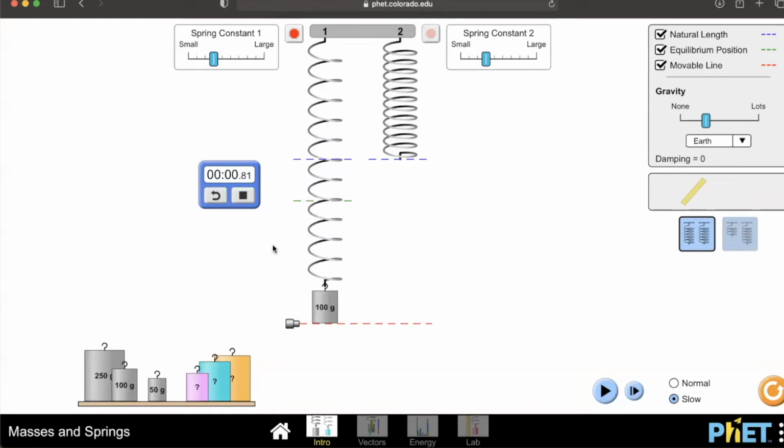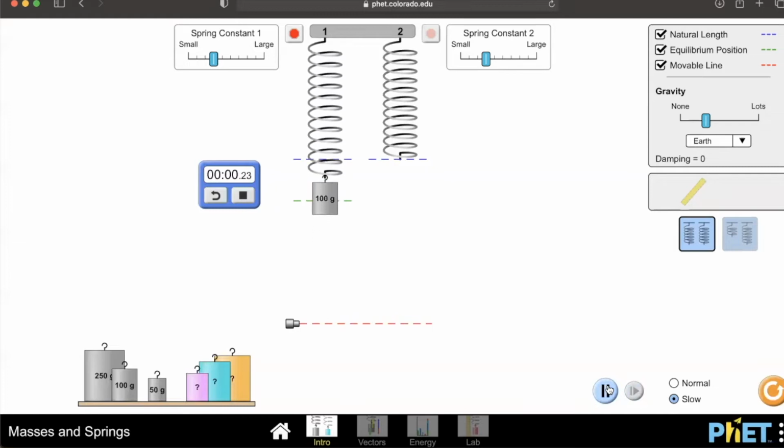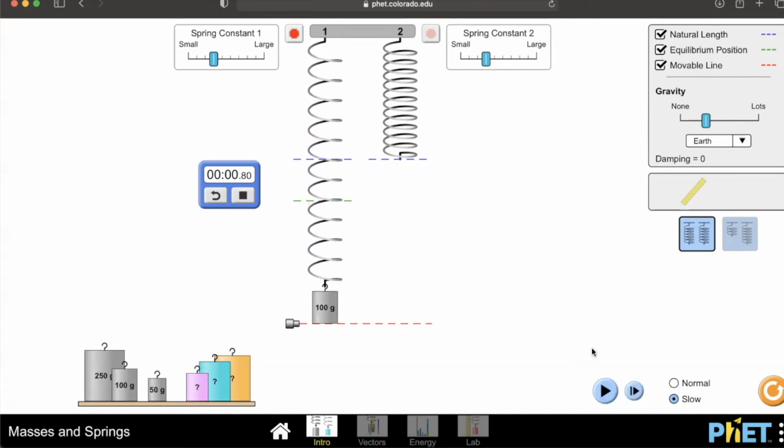So now we can just reset this timer, and then we're going to be timing it again. So we will see if it's once again 0.81 seconds. All right, so it's 0.8, which is very, very close. So it does repeat the same motion every single time.